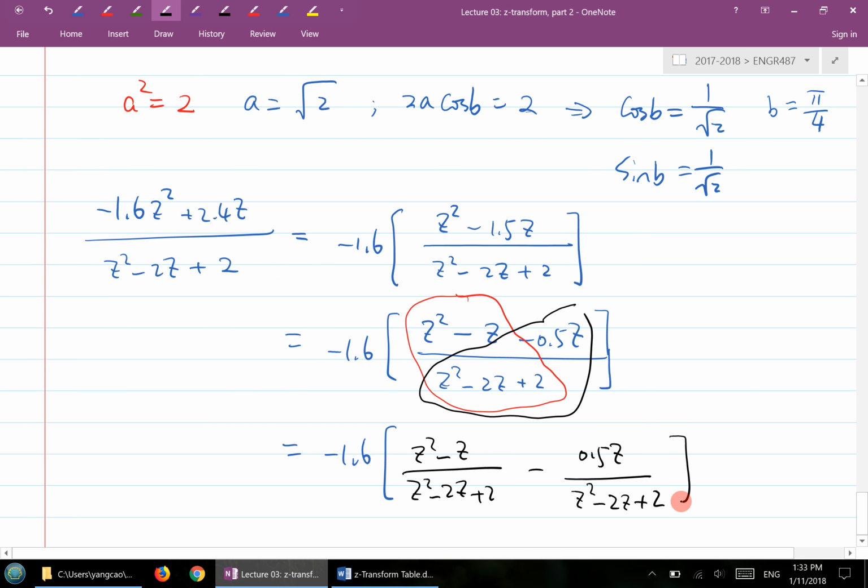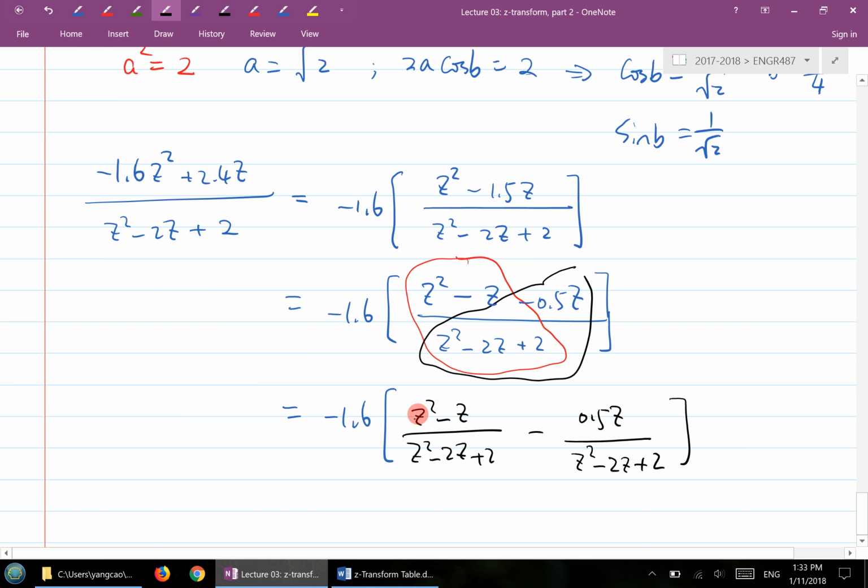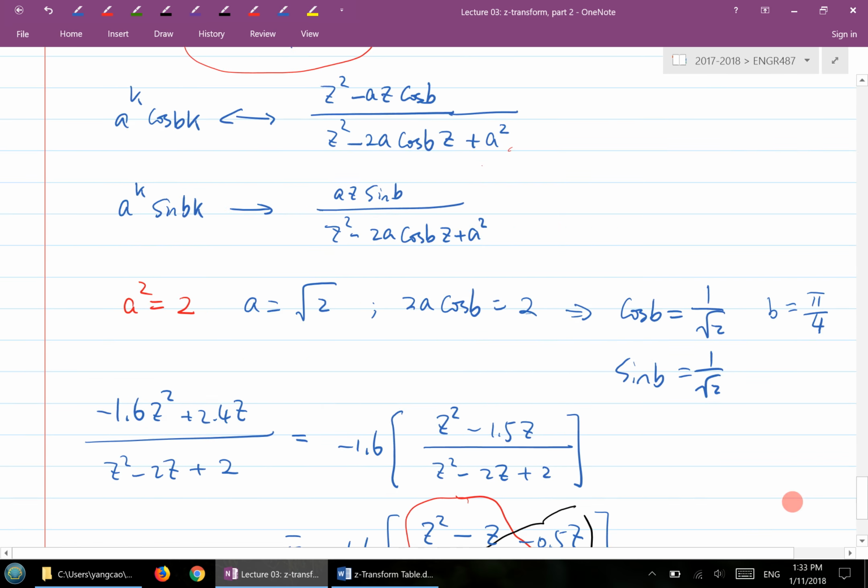So up to this stage, you can immediately find the inverse z transform from the table. And the second one, I wanted to use this one because in the corresponding z transform the numerator has only a z term, right? In this case, what does a times sine b equal to? I have a equal to root 2. I have a sine b equal to 1 over root 2. So a times sine b is also equal to 1. So the coefficient here is 1.